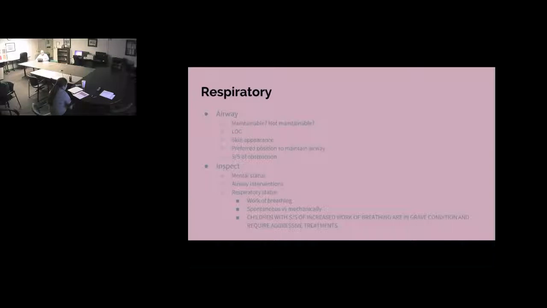Something else to look for, do they have equal chest rise and fall? Do they have use of accessory muscles? Signs of injury to the chest, presence of tubes, drains, lines, or anything else that gives you a heads up about their respiratory status.